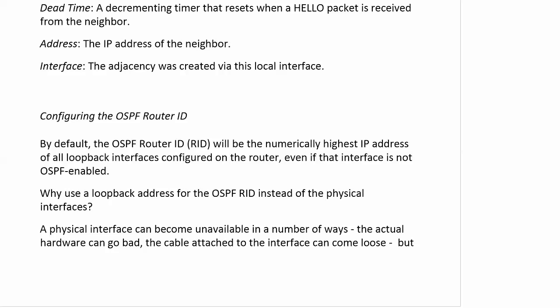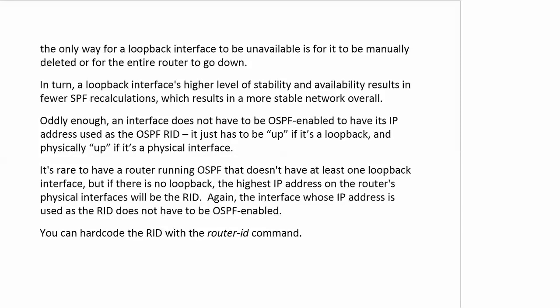I know it's frustrating to be told, hey, this loopback address or loopback interface exists, and I'll tell you why later. One reason, or the reason really, that we use it for the OSPF RID, and one reason that you'll find that it's used by other Cisco router techniques and technologies, is that a physical interface can become unavailable in a number of ways. You know, the actual hardware could go bad, the cable attached to the interface could come loose, anything like that. But the only way that a loopback interface will become unavailable is for someone to manually delete it, or for the entire router to go down, in which case you have bigger problems that you need to be troubleshooting.